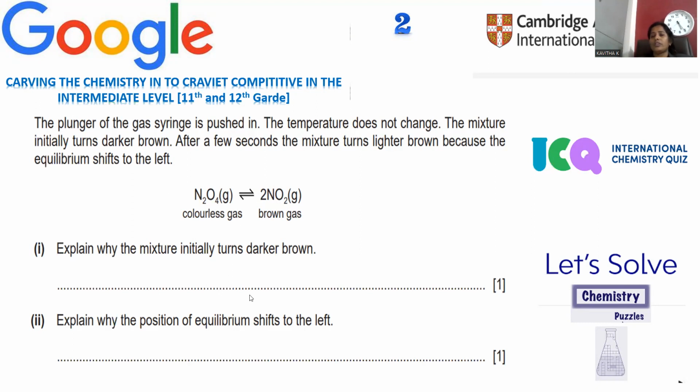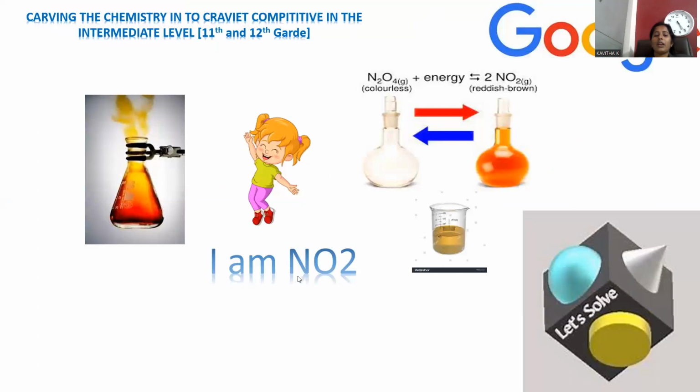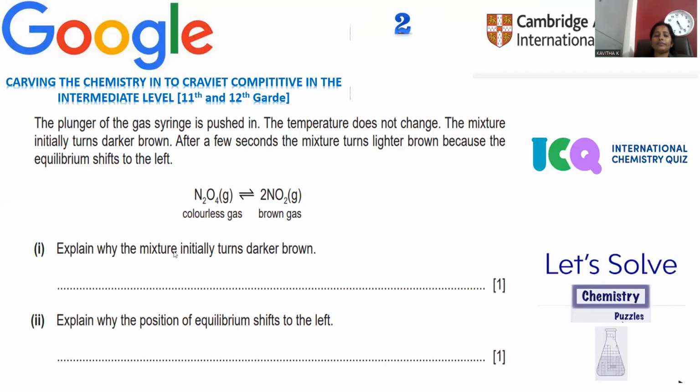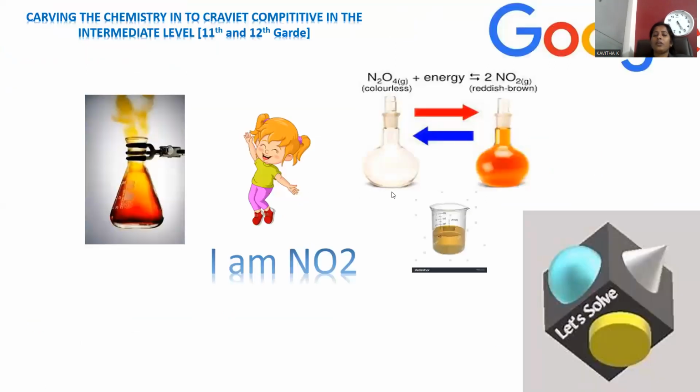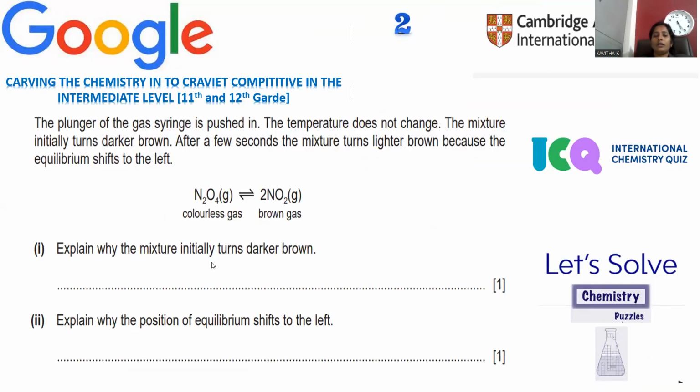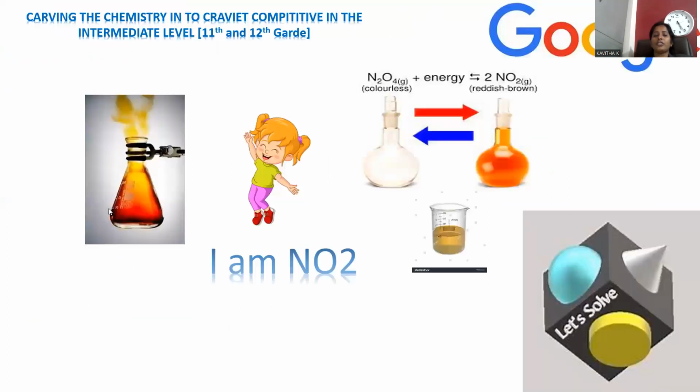Okay. There are two questions posed over here. Explain why the mixture initially turns darker brown. Initially turns to darker brown. Why? Because N2O4 got converted into 2NO2. NO2 is a dark brown color gas. The question got answered. Next: explain why the position of equilibrium shifts to the left hand side. So, the mixture initially turns to darker brown. That is because of the formation of NO2.